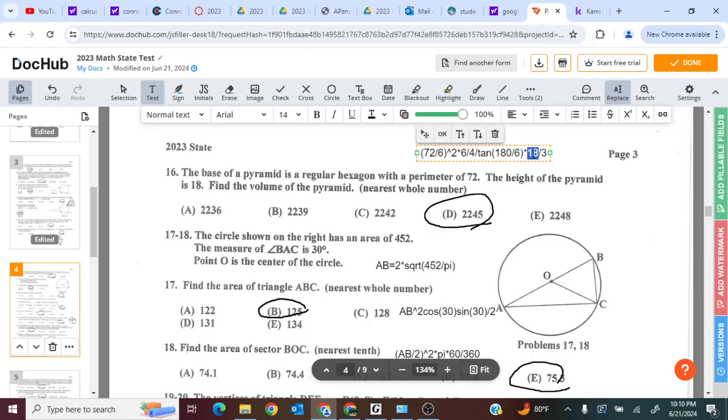Anyway, continuing, the height of the pyramid is 18. Base times height over 3, or base area times height over 3, is the volume of a pyramid. 2245.